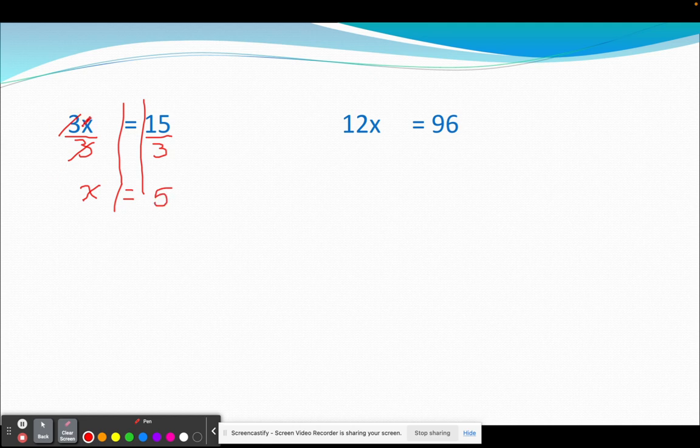Now we could check it. Is 3 times 5 15? And yes, it is. Let's try one more example like this. I have 12x equals 96. Again, I'm just going to divide both sides by 12, because the opposite of multiplication, or the inverse of multiplication, is division. 12x divided by 12 would leave me with 1x, which is just x. 96 divided by 12, see if you know that one, it is 8. Is 12 times 8 96? Yes, it is.